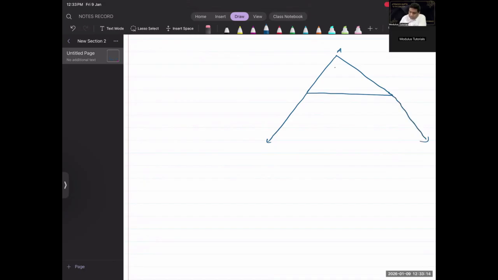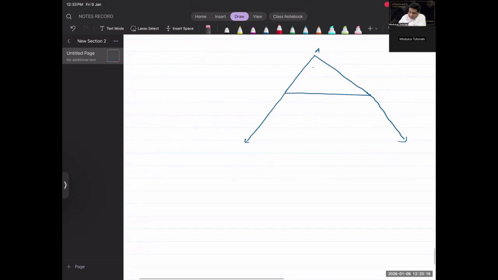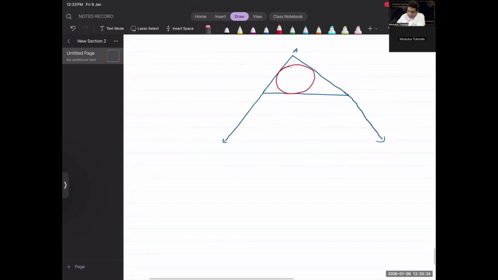So I had mentioned it to you guys that there will be a circle that you will have, right? This is the incircle. Similarly, guys, there will be another circle that you can draw, right? Which will be going like this, right?